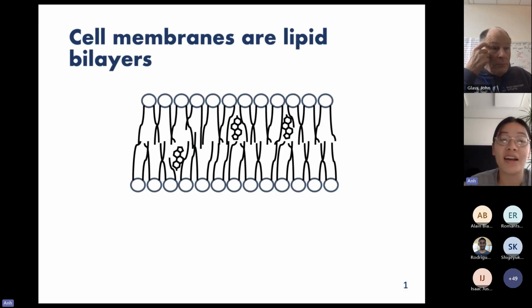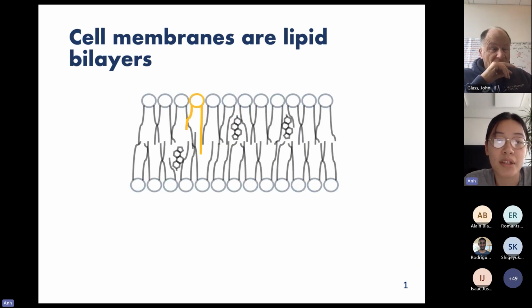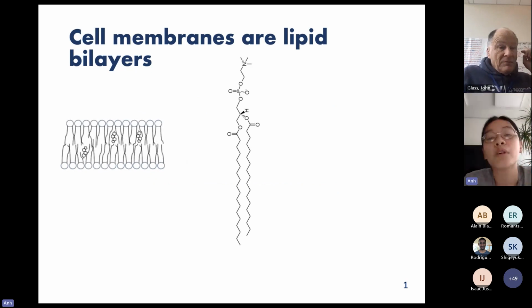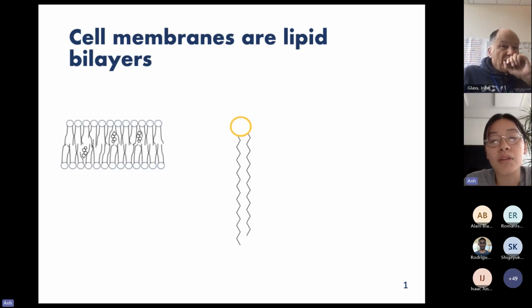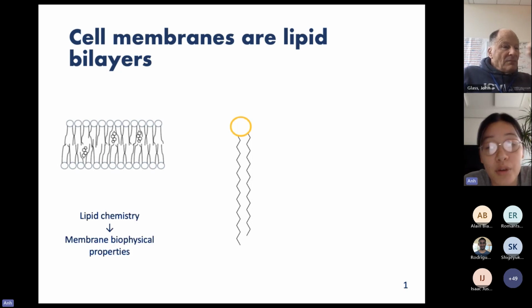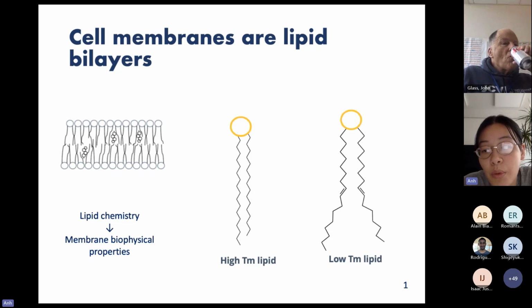So I think we know that cell membranes are lipid membranes, and they are composed of mostly phospholipid that looks something like this. You can easily separate it into a more hydrophilic head group and the long chain hydrophobic tails. And the cool thing about lipids is that lipid chemistry actually changes the membrane biophysical property. For example, if you have a lipid with only saturated chain like this, it would have a high melting temperature. And if you introduce a double bond in the middle, then the lipid melting temperature would be lower.